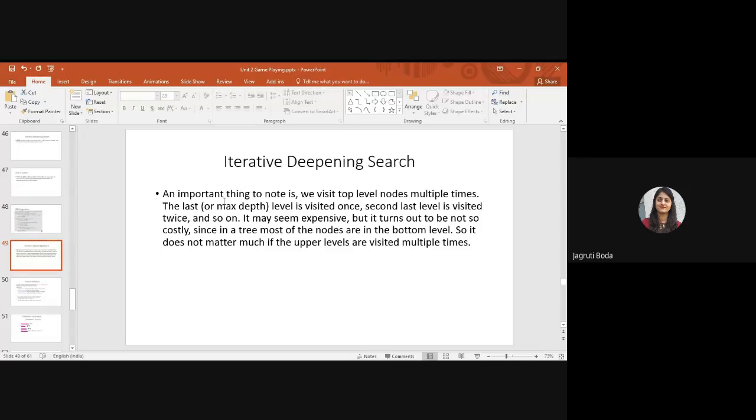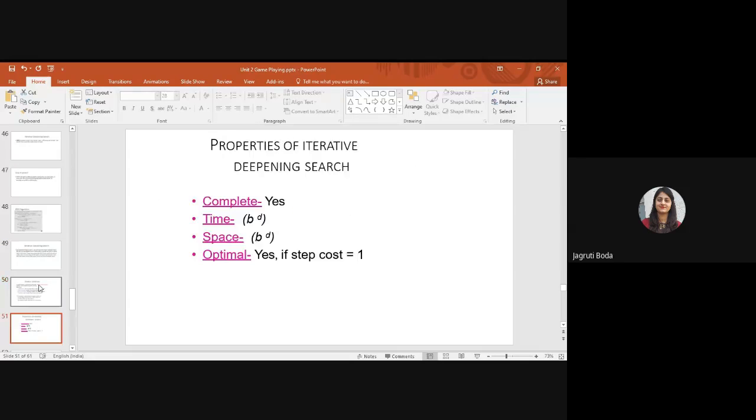An important thing to note is that we visit the top level node multiple times. The last level is visited once, the second last level is visited twice, and so on. It may seem expensive, but it turns out to be not costly, since in a tree most of the nodes are in the bottom level. So it does not matter much if the upper levels are visited multiple times. Now we take one example so you have it clear.